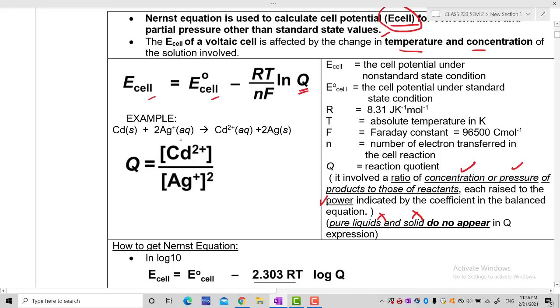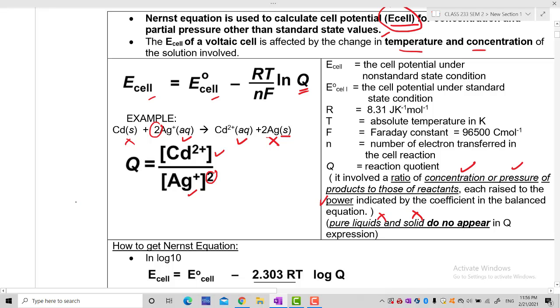So for example 1, let's say I write the product. This is solid, so not included. This is aqueous, yes, so that's why I write Cd2+. And then this is aqueous, so that's why I write Ag+ to the power of 2 because of 2 moles. And the cadmium solid is not included.